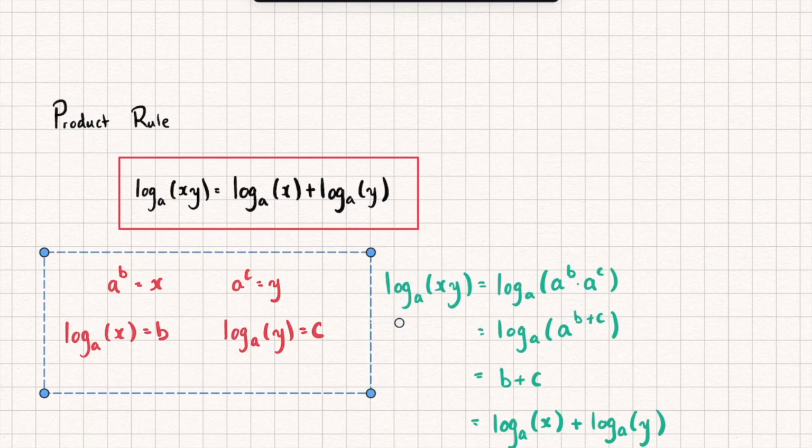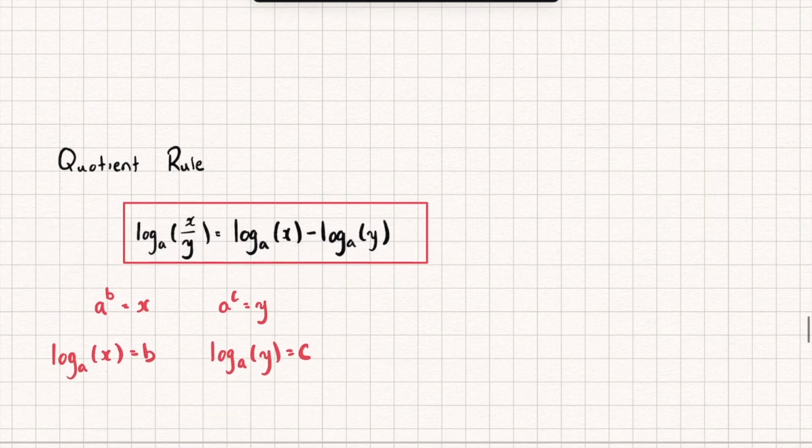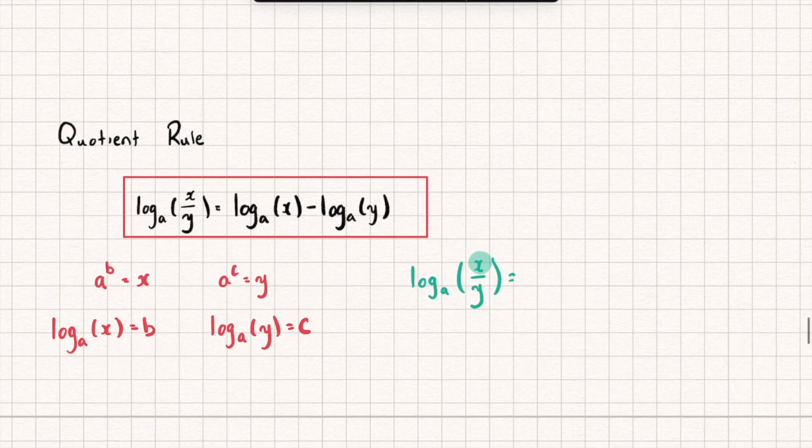Let's now move on to the quotient rule. So I'll bring these down again, and you can see I've written this quotient rule in the red box. Again, I'm going to start on the left hand side. So I've got log base a of x over y. Instead of writing x, I could say x is just equal to a to the power of b, so I'm going to do that. And instead of writing y, I'm going to write a to the power of c. So let's switch those into the equation.